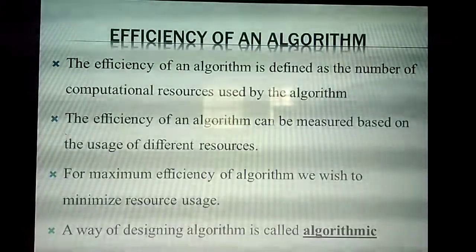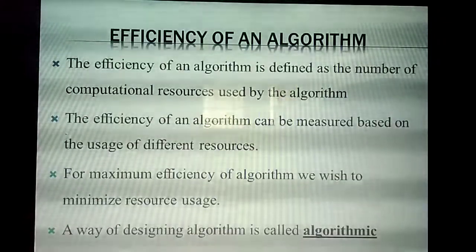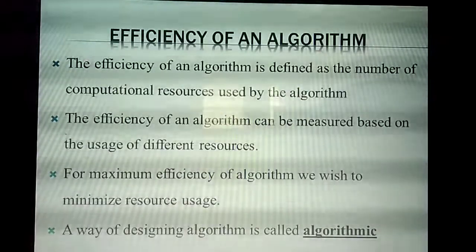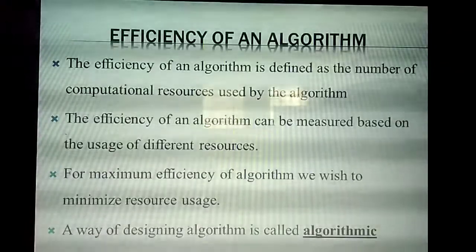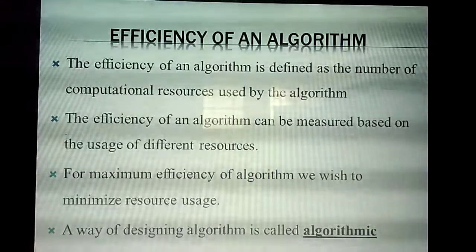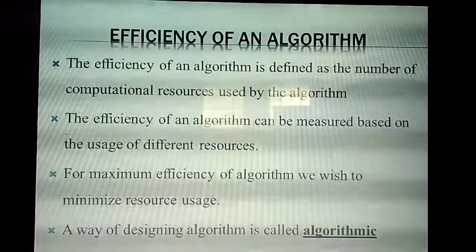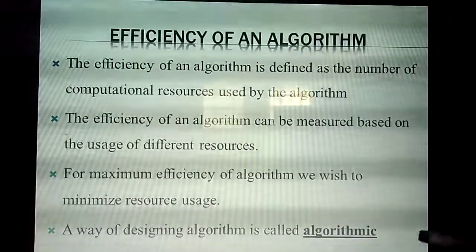So instead of scanning that paper, I can simply type it and take the printout. So one resource can be reduced. Scanning is avoided, isn't it? Like that. For maximum efficiency, the resource usage must always be low. That means we need to minimize the resource usage. Understand? This is important.